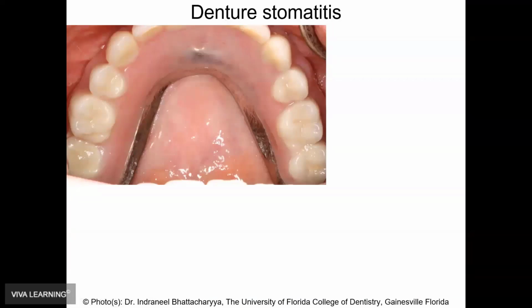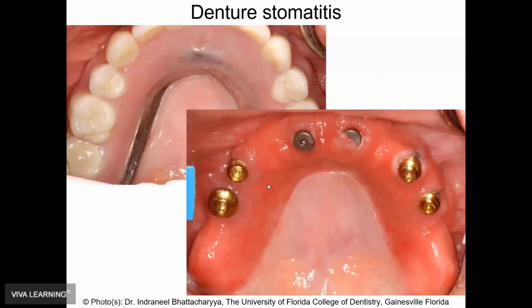Here's a really wonderful example from Dr. Bhattacharya, Dr. Cohen, and Dr. Islam from UF. So this is before the denture is taken out and after the denture is taken out. So totally asymptomatic patient, but bright red tissue. And this is denture stomatitis.